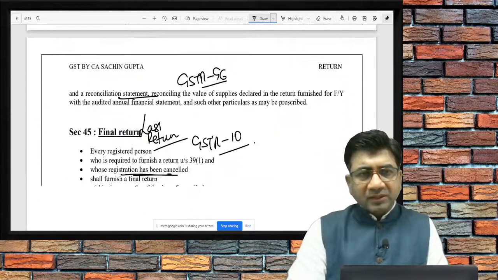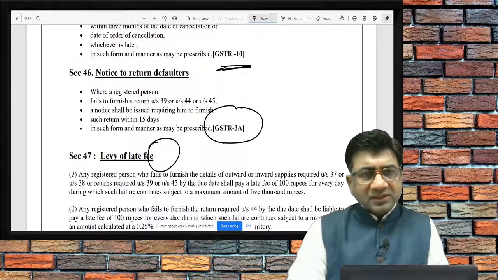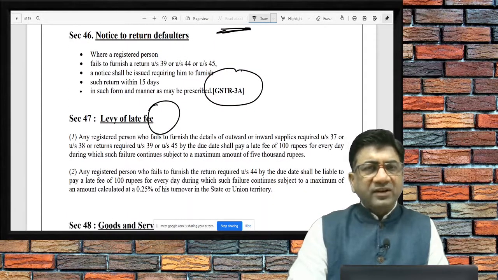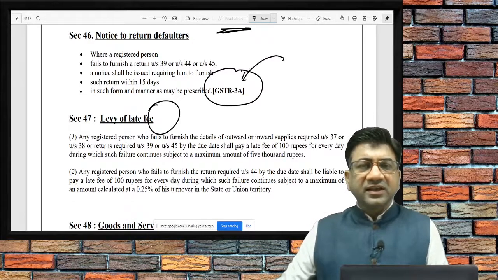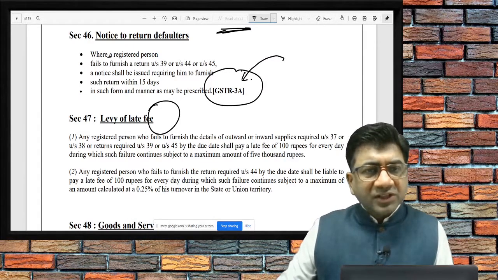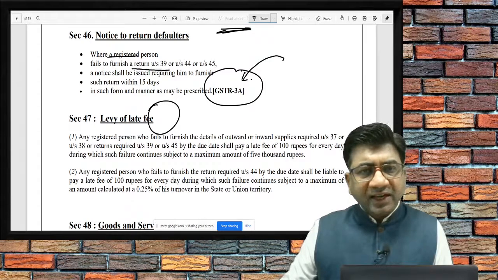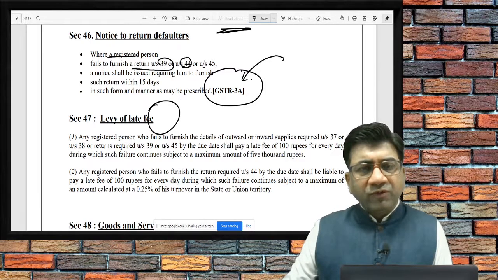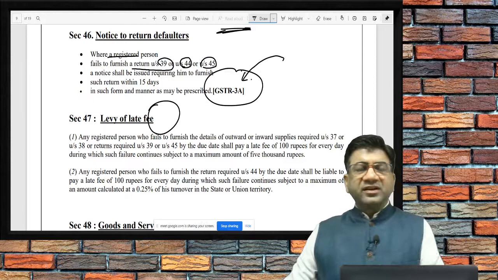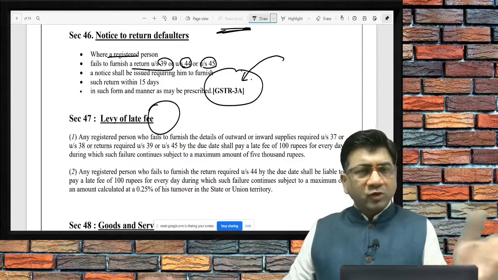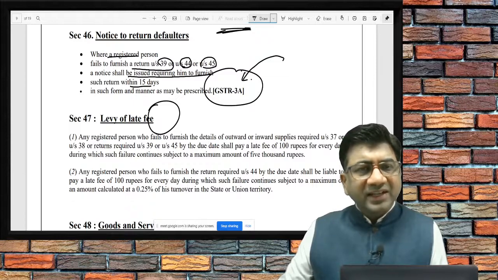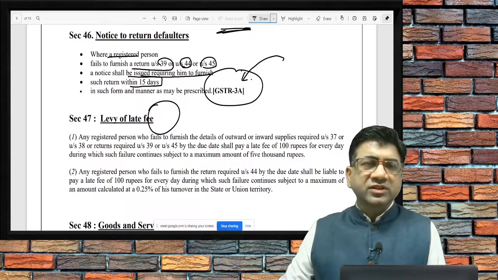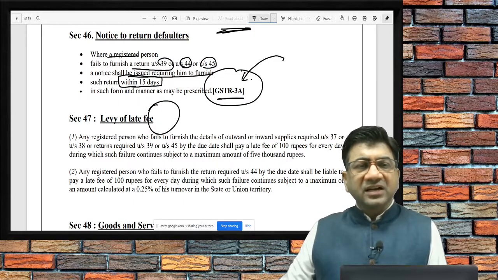Now then you do this notice to file return defaulters. This notice is issued in GSTR 3A. See, where a registered person fails to furnish return under 39, 44 or 45, you know, the final return, the annual return and the normal returns, notice shall be issued to furnish return within 15 days. See, a small question can come: within 15 days in the form GSTR 3A.